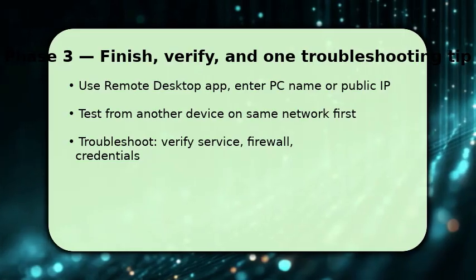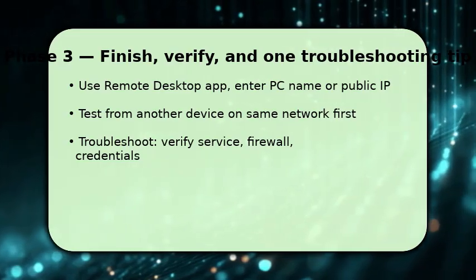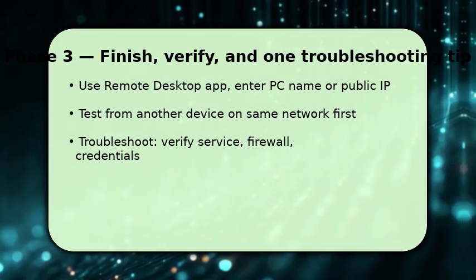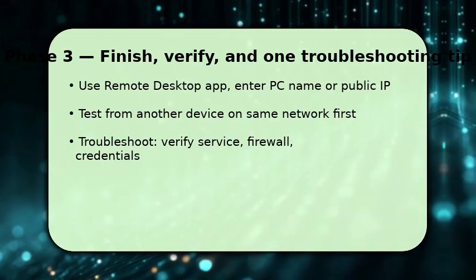Now test the connection and finish up. Open the remote desktop app on your client, enter the PC name or public IP and custom port if used, then connect using your Windows credentials.